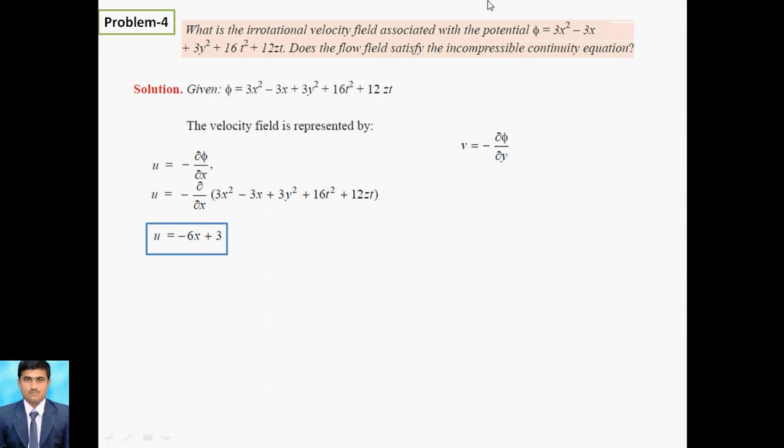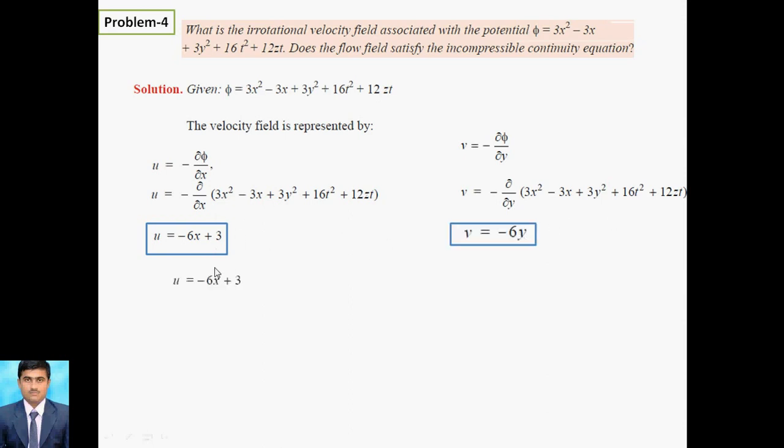And for v, I can write that v is the minus ∂φ/∂y. ∂y means we take the derivative with respect to y. What will happen? Where y is absent it is 0, where y is present we get 6y. Here y is not given and here also not given, that means v is equal to minus 6y.